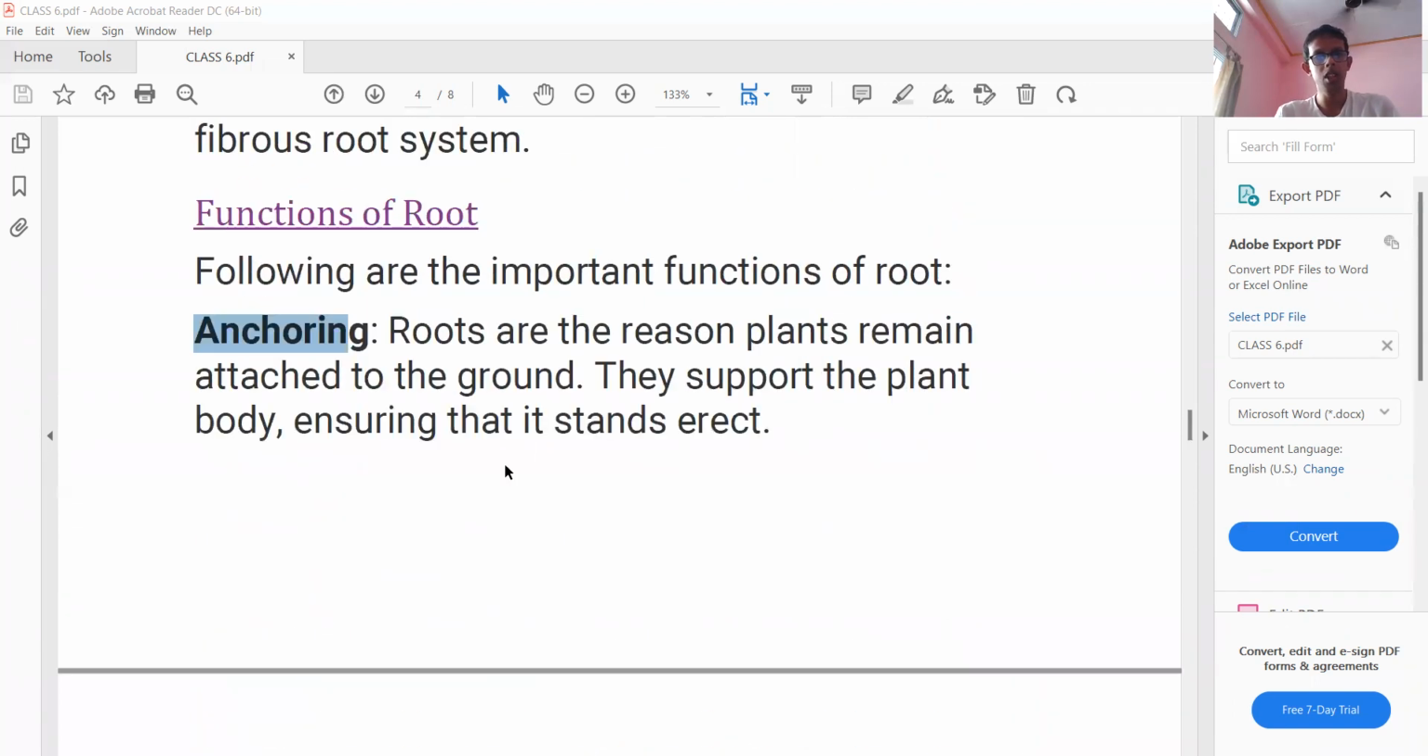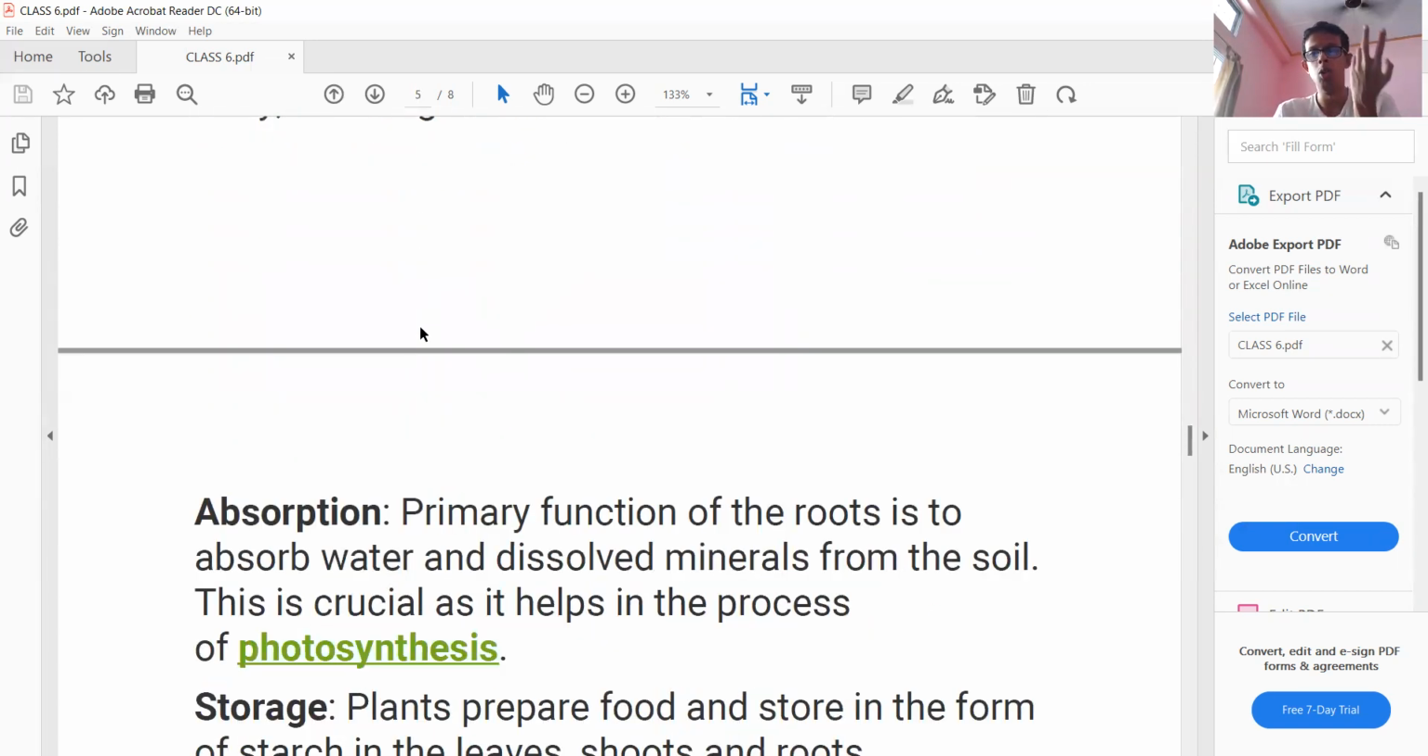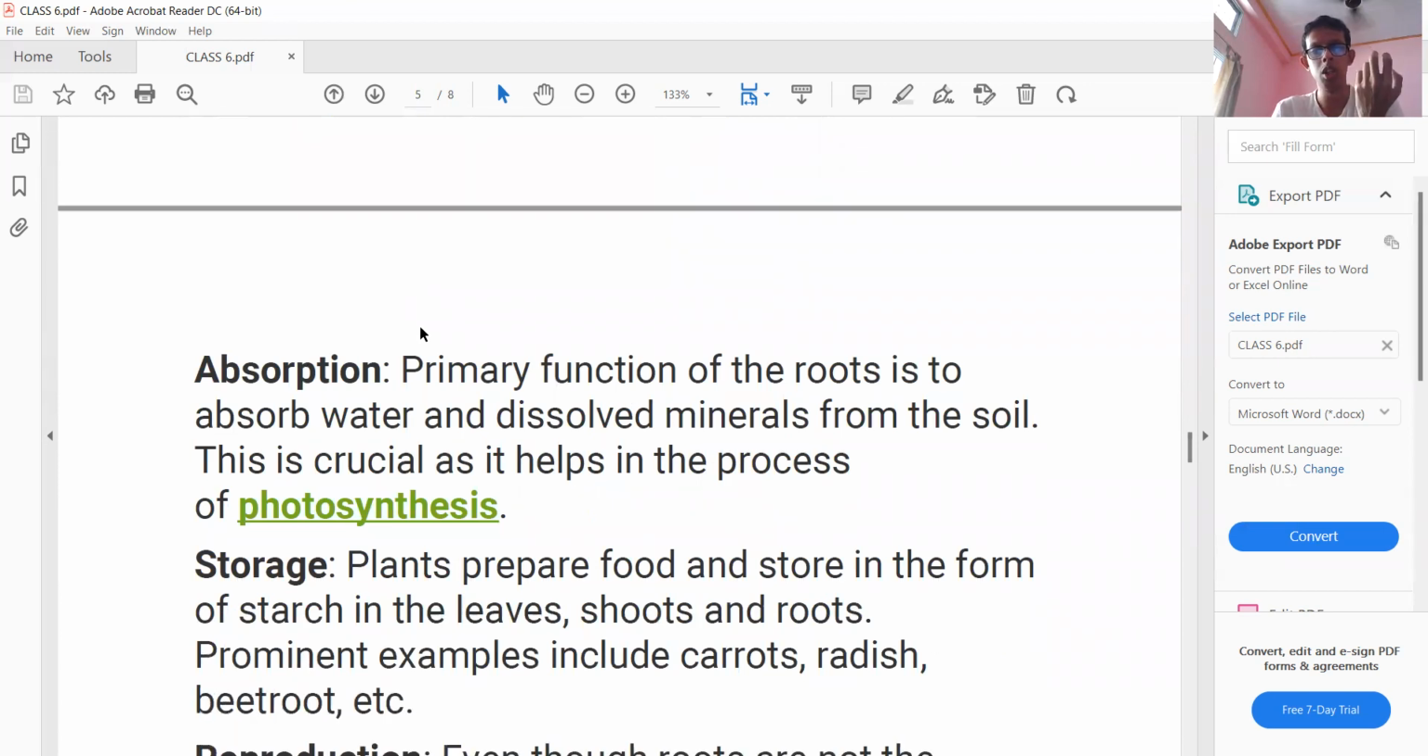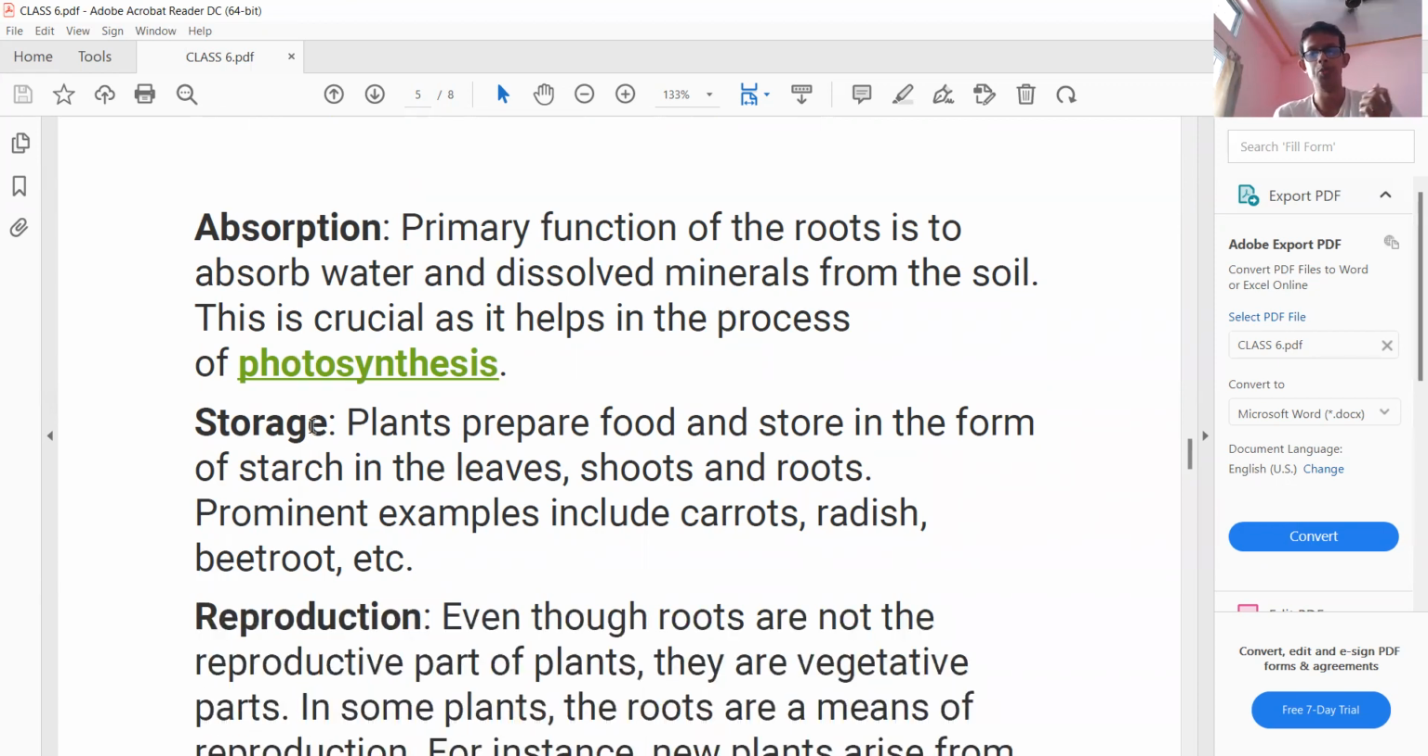So now let us look at what are the functions of the root. Like I have said, root anchors the plant. Root absorbs the minerals and sends them to various parts of the plant for preparing their food. Next, what is storage? Storage means roots also store the various minerals that are required for the plant.